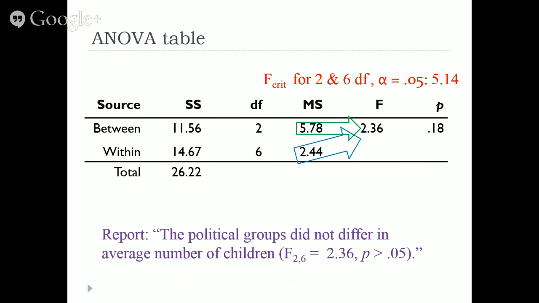So in this particular instance, we find that p is 0.18, which is definitely bigger than 0.05. So we do not reject the null hypothesis. The null hypothesis is that the means are actually the same in the population. The mean numbers of children for Tea Party, Republican, and Democrat are the same. We can't reject that. We don't have enough evidence to reject that.